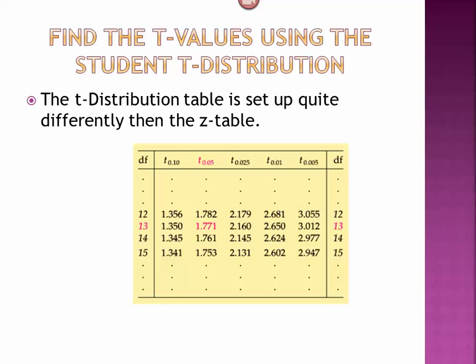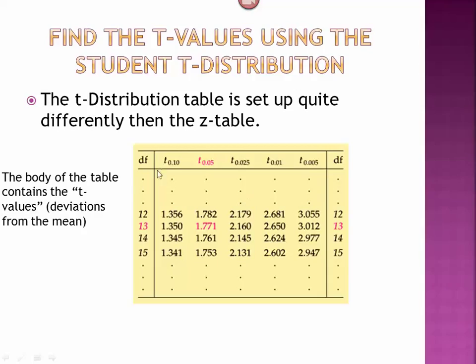But let's point out some main things, and then I'll take us over to the other table. In a t-table, the body of it is actually where we find our t-values. Contrast that, of course, with the z-table, where the z-values were along the sides and the top. So our body does not contain areas like it does under the z-table.